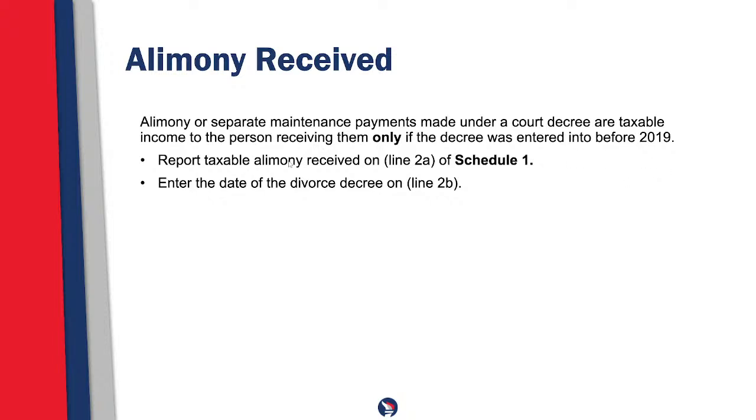But if I have to report it, I report the taxable alimony received on line 2a of Schedule 1. I also enter the date of the divorce decree on line 2b, showing the IRS that, yes, this is taxable income and it should be reported as taxable income. This is the date that the divorce was put into place, proving to the IRS that I have followed the rules.